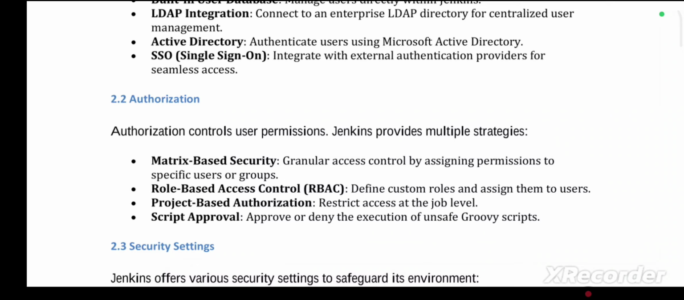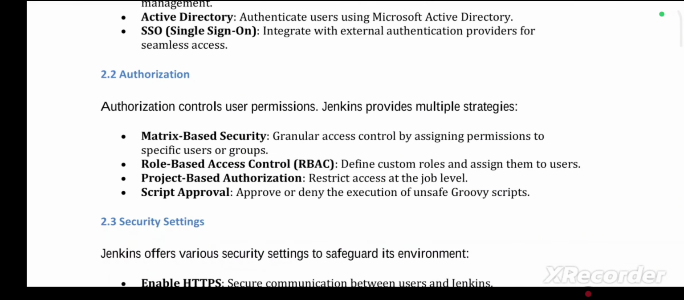Role-based access control, RBAC we can say. In this, they will define custom roles and assign those to specific users. Project-based authorization will restrict the access at the job level. And script approvals will approve or deny, based upon the requirement, the execution of unsafe Groovy scripts.